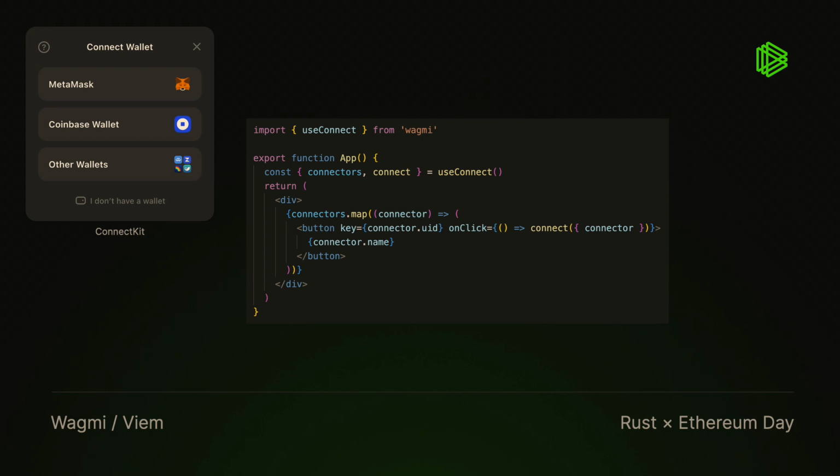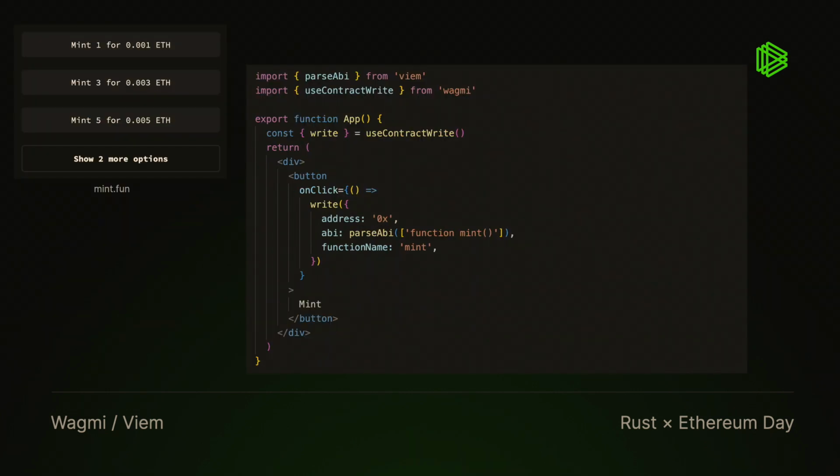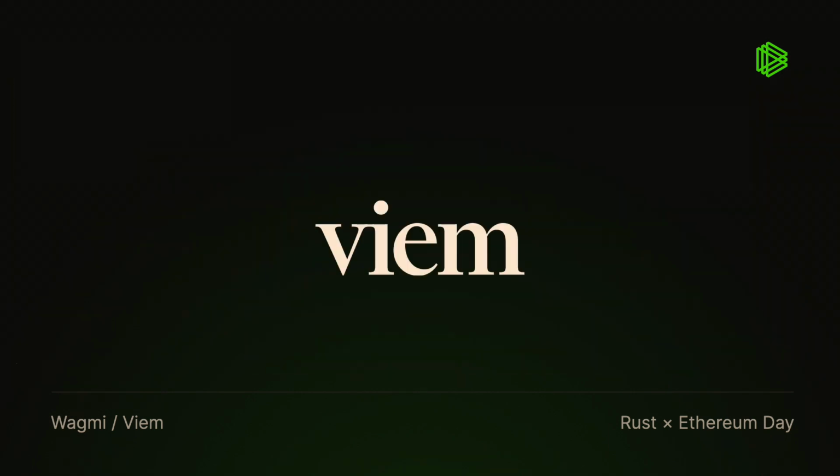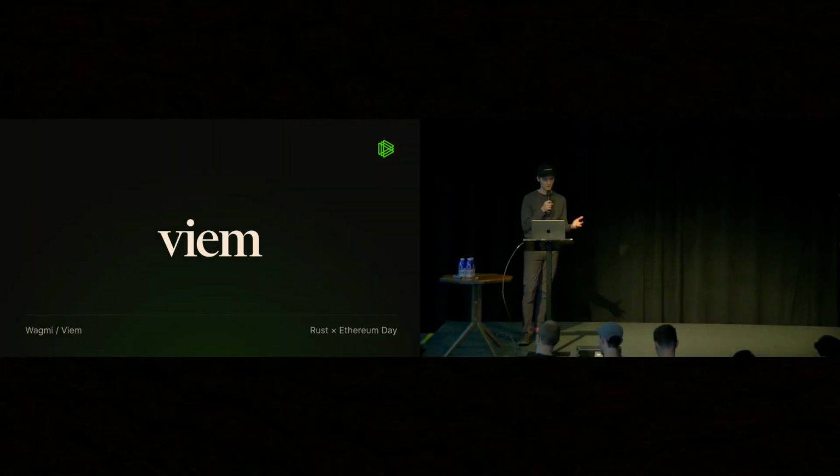But yeah. And then you can do other stuff too, like contract interaction. Here's an example from mint.fun, just minting NFTs. Pretty straightforward, not a lot of code. And so we had this higher level reactive framework to build applications, but we wanted to move a little bit further down the stack.